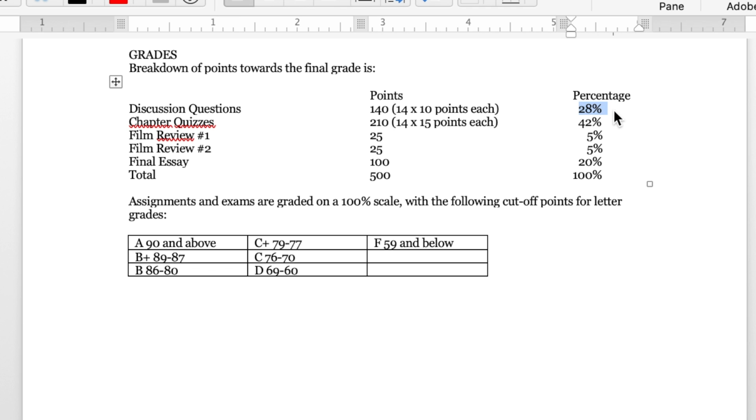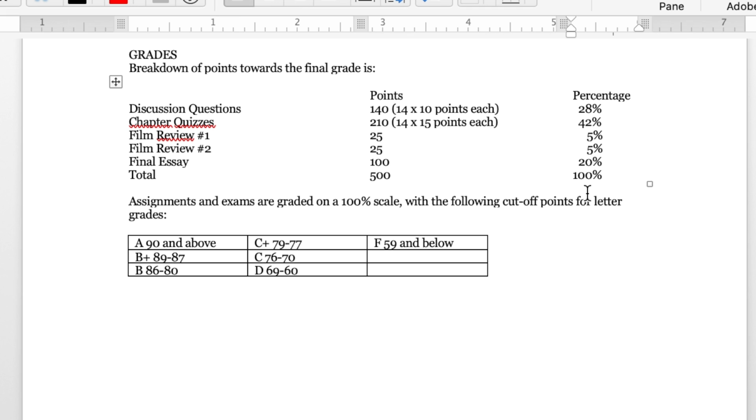I still have to learn how to do weighted calculations and things like that. That sends me in a tizzy all the time, but you could also use a grading calculator if you're concerned about the math and how you're going to pass your class, okay? Also, your chapter quizzes, 42%, large amount, right? 210 points, 14 times 15. So each one's worth 15 points, okay? Film review, 25 points, 5%. Same thing with the second one, 5%. So they don't weigh that much. And then the final essay is 100 points, and that's going to be 20%. So still a nice weight, but everything adds up to 100%, right?